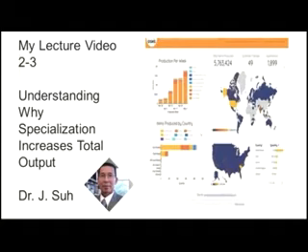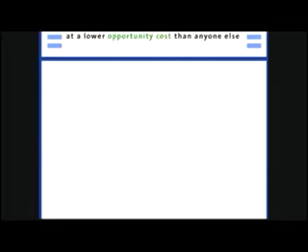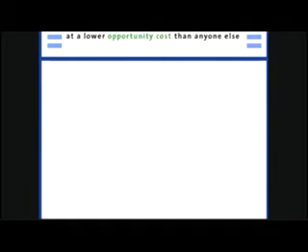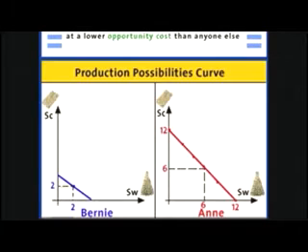Here's Bernie's, and remember these production possibilities diagrams. Here's Bernie's, and here's Ann's. The slope of Bernie's production possibilities frontier is -1/2. That's the opportunity cost of sweeping measured in terms of lost scrubbing. Ann's opportunity cost is -1. That's her opportunity cost of sweeping in terms of lost scrubbing.